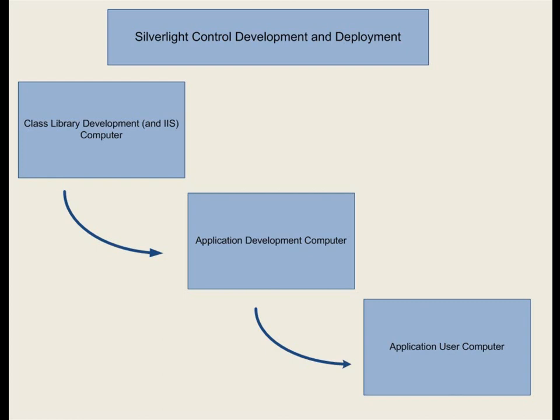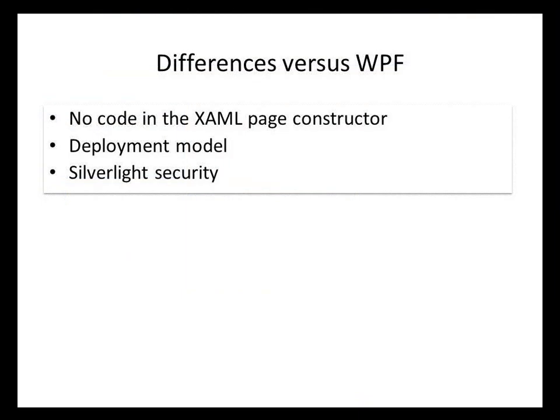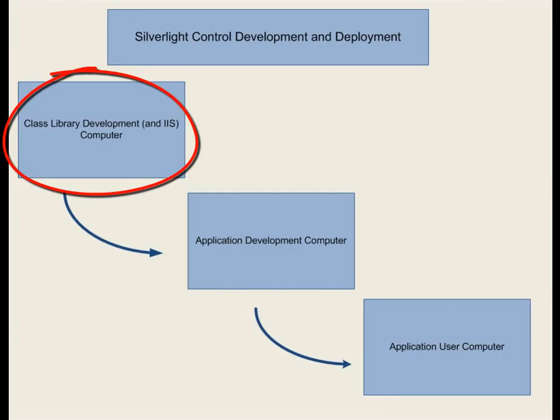And I'm going to try to use the same Lync code and process as in the WPF demonstration so that you can clearly see what the differences are between creating a WPF Lync control and a Silverlight Lync control. And the three differences are listed here on the slide. First of all, no code in the XAML page constructor. Second, the deployment model is different. And third, Silverlight has special security requirements. And move ahead here, you can see we're going to start off with the class library computer.